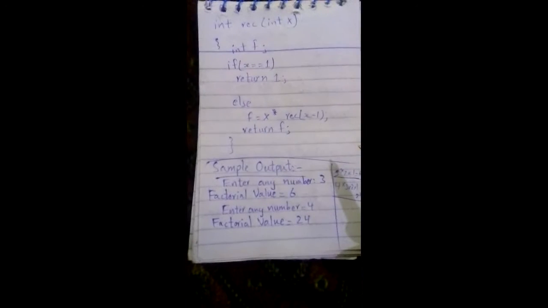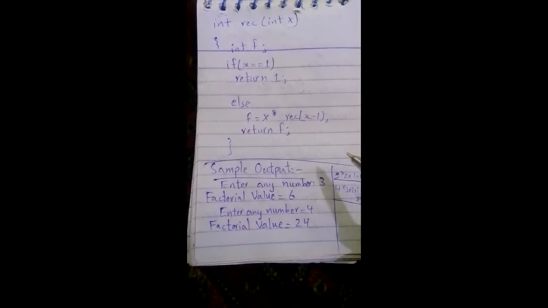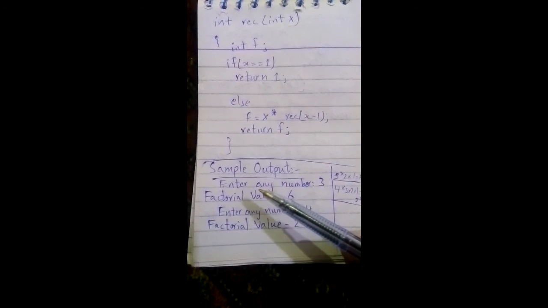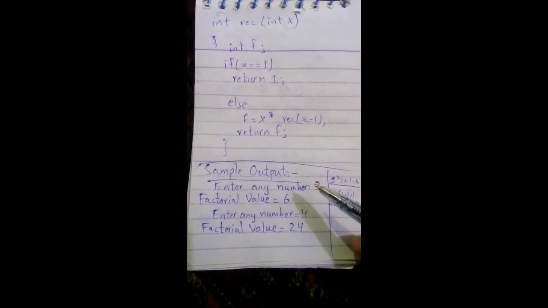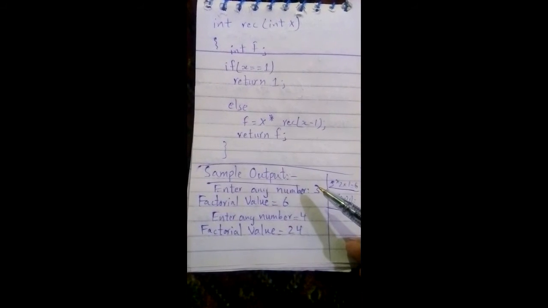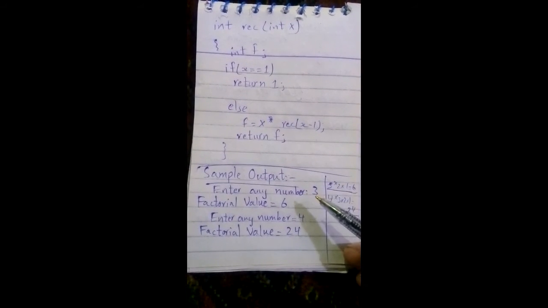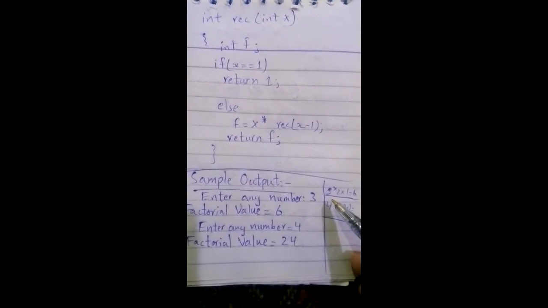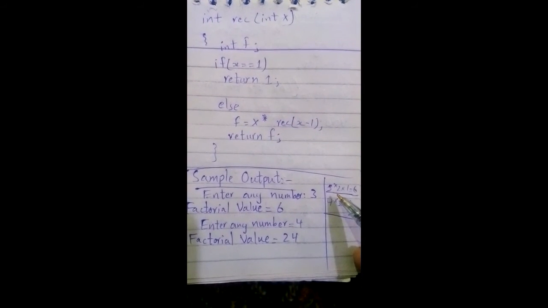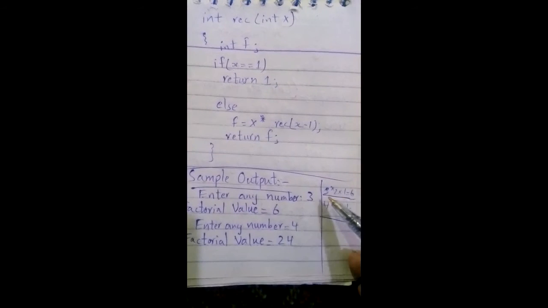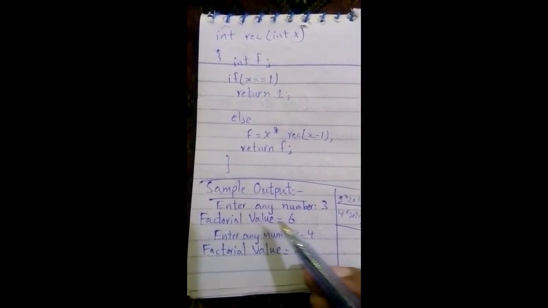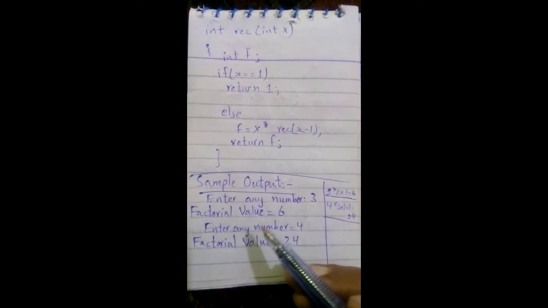Let's see how the output works. It is shown on the screen. Enter any number. The user enters 3 and all the numbers less than the entered number are multiplied. We have 3, then 2, then 1. All these are multiplied, we get 6. The factorial value is printed on the screen as 6.